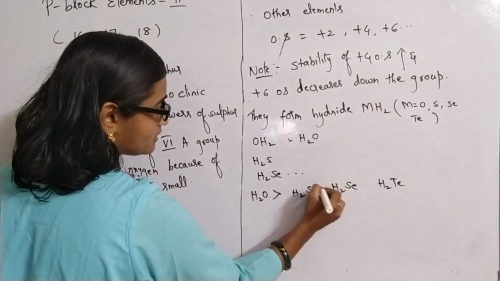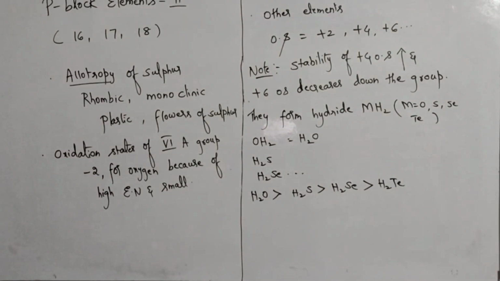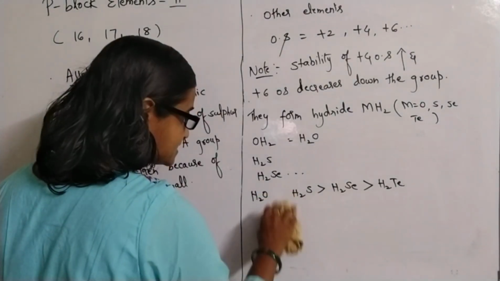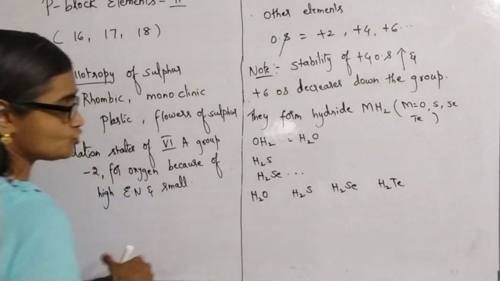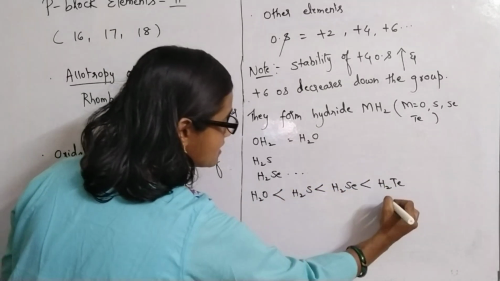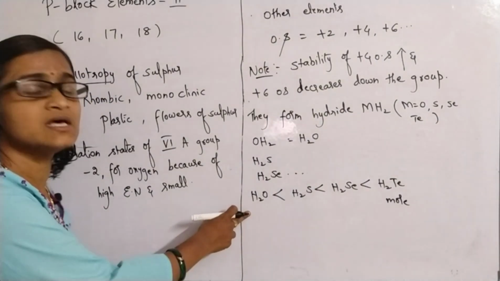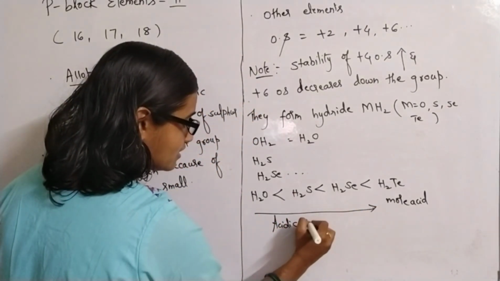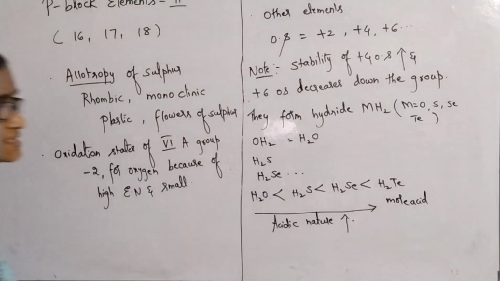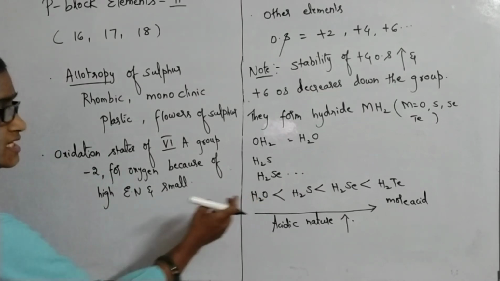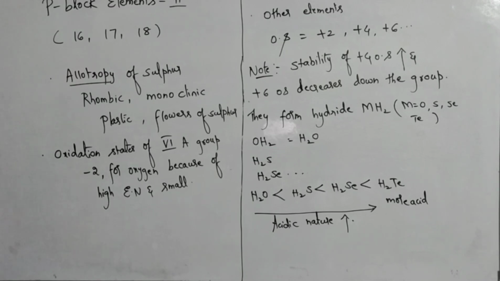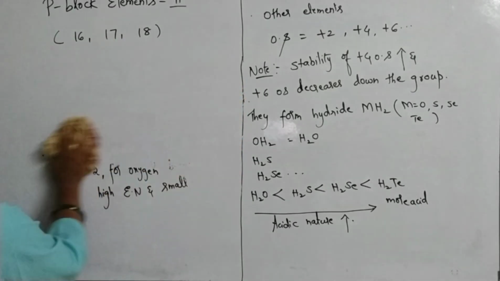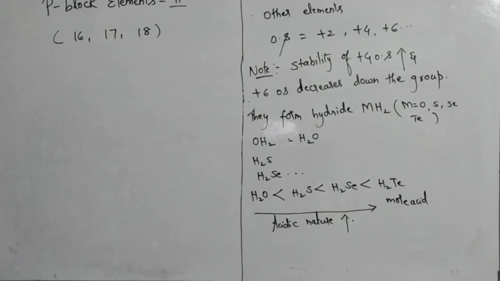Acidic nature increases from water to H2Te. Water is less acidic, H2Te is more acidic. Actually, water is neutral, you know that. So from top to bottom in a group, acidic nature increases. Please remember this point. And you know that the hydride of oxygen, that is water, is a neutral substance. So this is about the acidic nature of hydrides. Most of the time these orders are asked in EAMCET type of questions, so please go through such kinds of orders.